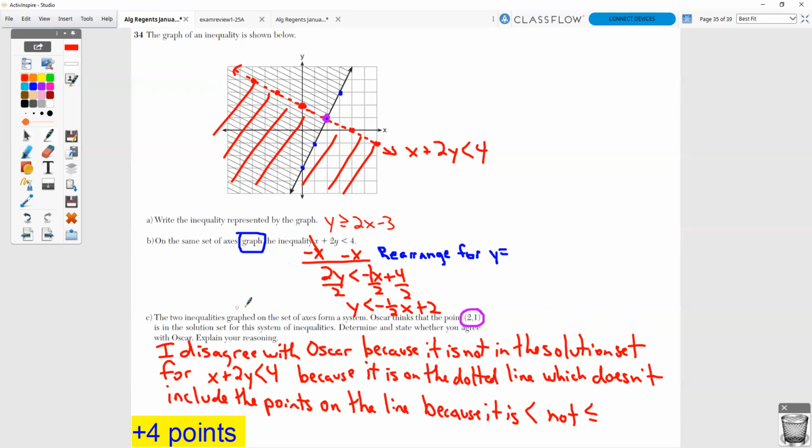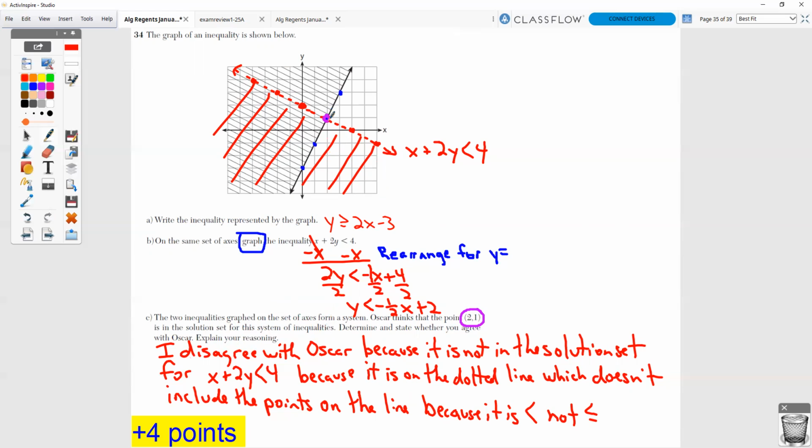Then in part C, the 2 inequalities graphed on the set of axes form a system. Oscar thinks that the point (2, 1) is in the solution set. Determine and state whether you agree and explain why. So (2, 1) is over 2, up 1. It's this point right here in the purple. Well, you would have to say that you disagree. All right, that's worth 1 point. And then your explanation is worth 1 point.